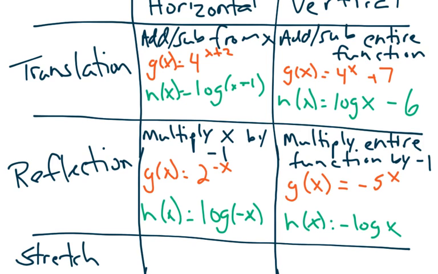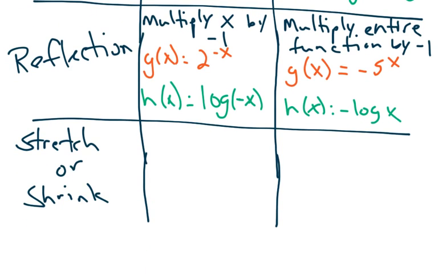Okay, that would be an example of a reflection over the x-axis, going from quadrant 1 up here down to quadrant 4, or you could say quadrant 2 to quadrant 3, or vice versa, 3 to 2 or 4 to 1. Okay. For stretches and shrinks, very similar to reflections, but the number we're going to multiply x or the entire function by is not going to be negative 1. We're looking more at the absolute value of that number.